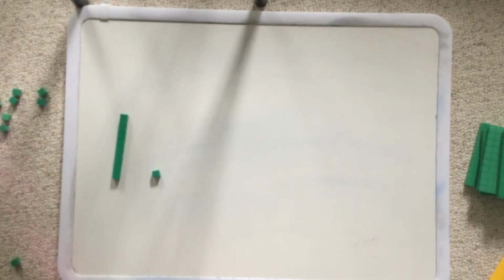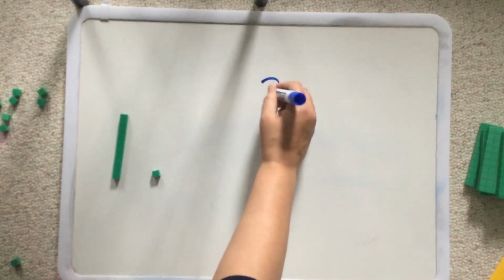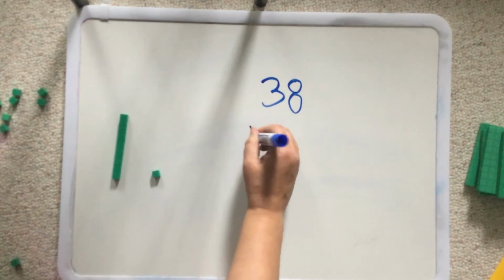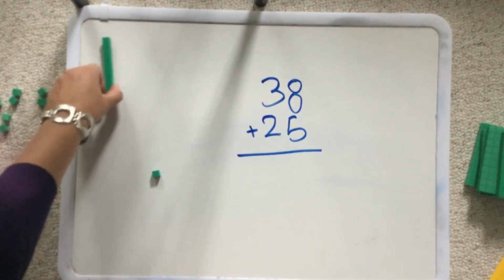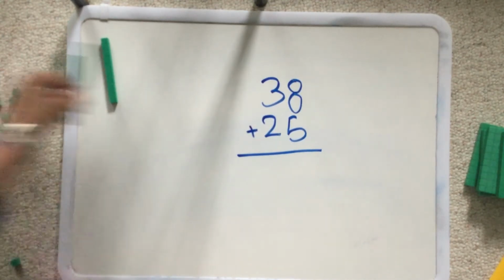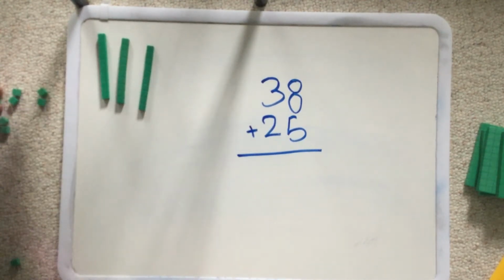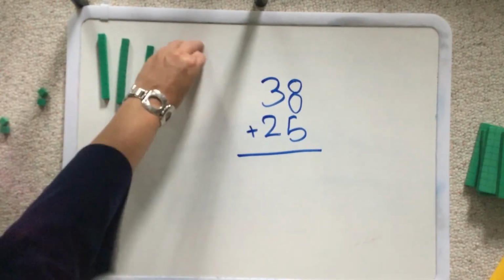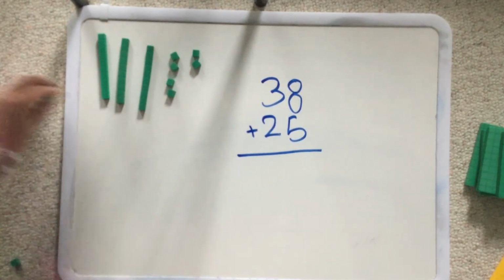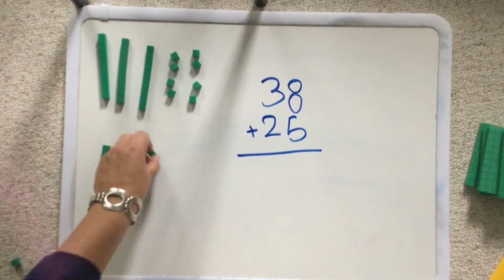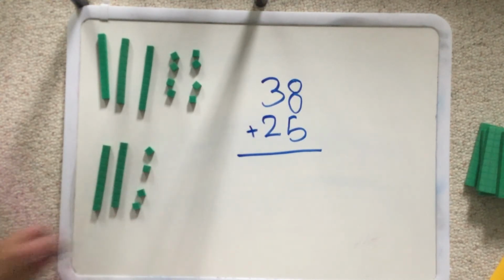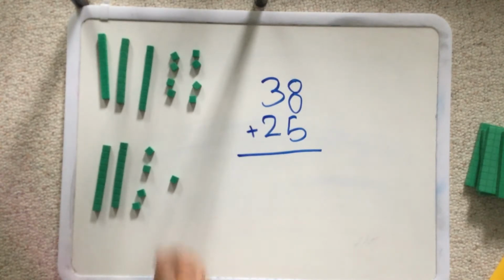Let's try a problem with the traditional algorithm and base 10 blocks. We'll try 38 plus 25. In order to do this, we will model 38 with 3 10s and 8 1s, and 25 with 2 10s and 5 1s. What do you notice when we put our 1s together?